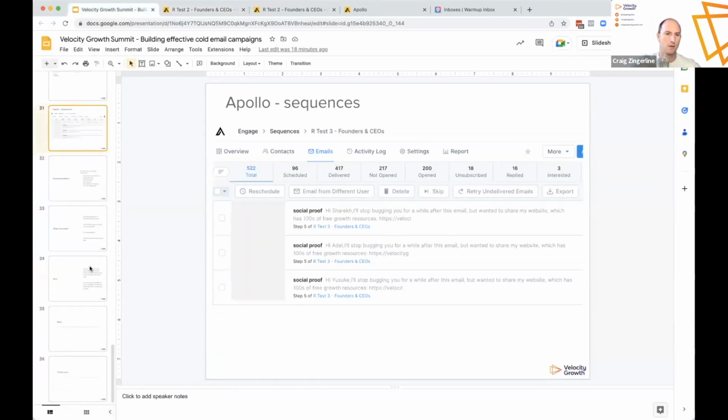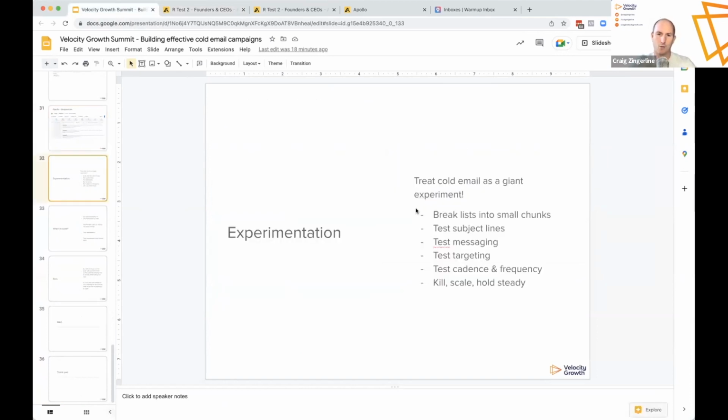So we went through this. And then just lastly, treat this whole thing as a giant experiment. You want to test those lists as small chunks. Like I just showed you, I break them down to 100. 100 is a nice round number. It makes it really easy for me to keep track of things. It's more work to build a list of 100, but I just do it all at once.